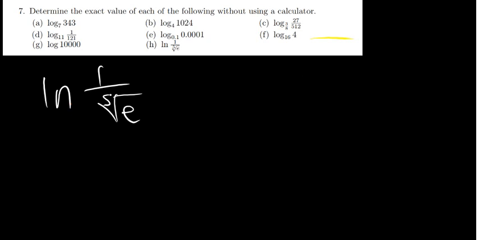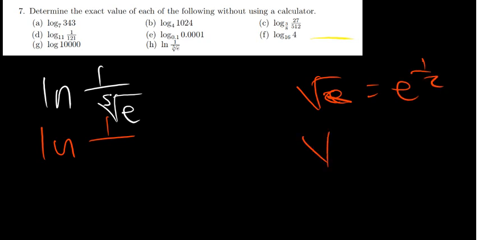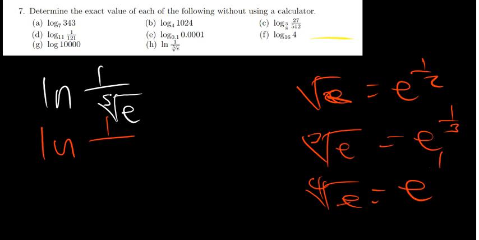So in this case it's going to be ln of 1 over the fifth root of e. If I have the square root of e, this is the same as e to the power half. If I've got the cube root of e, this is the same as e to the power 1 over 3. If I've got the fourth root of e, this is e to the power 1 over 4. What of the fifth root? This is definitely e to the power 1 over 5.